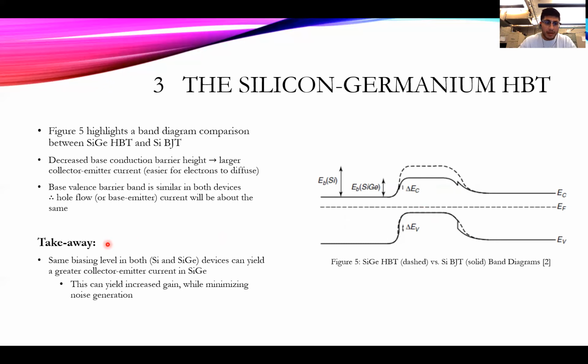So the key takeaway from here is that at the same biasing level for a BJT and an HBT, we can achieve a higher collector to emitter current because of this decreased conduction band barrier. That means the electrons diffusing from the emitter all the way to the collector require less energy, and they can do so faster and at lower biasing levels, also with minimized noise generation.